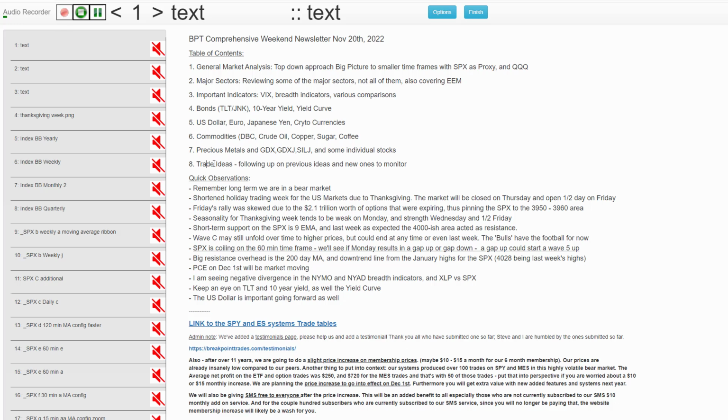Below the table of contents, I have some quick observations here. If you're listening to the newsletter on YouTube or on the standard web page, you can pause and read this. But remember, long term, we're still in a bear market. This is a bear market rally. We called for a bear market back in December and early January, so we were well ahead of the game.